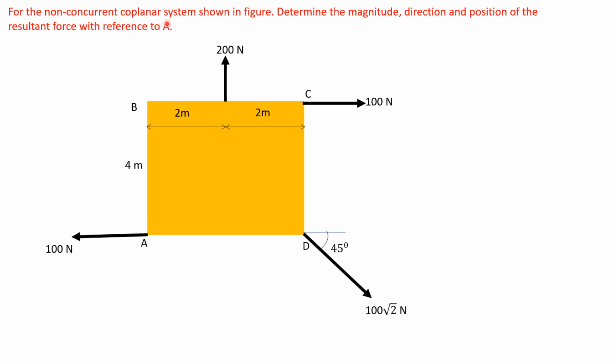For the non-concurrent coplanar system shown in the figure, determine the magnitude, direction and position of the resultant force with reference to point A. This is a non-concurrent coplanar force system, and it is asked to determine the magnitude, direction and position of the resultant force with reference to point A. So about point A, we have to find out the magnitude, direction and position of the resultant force.